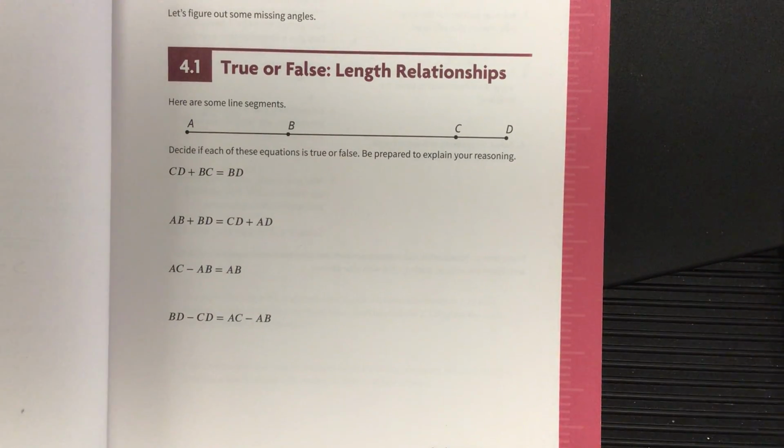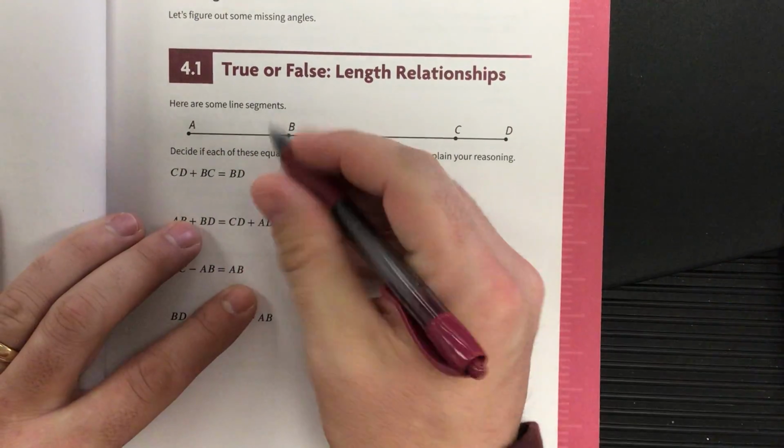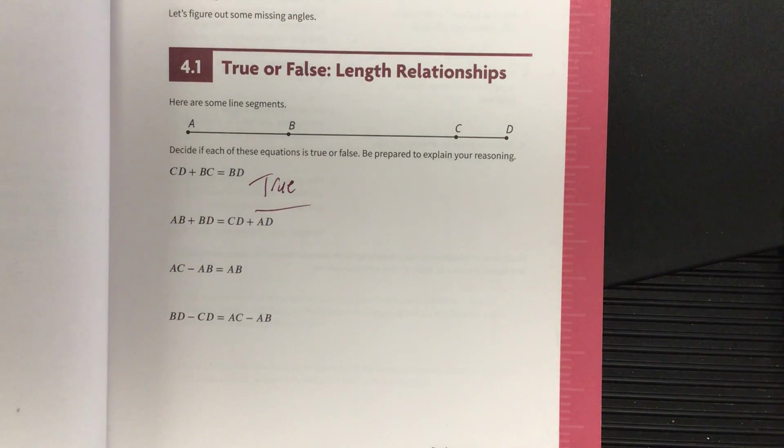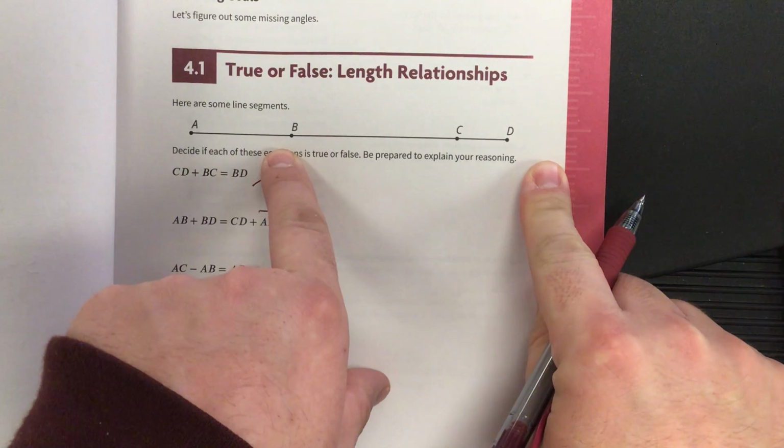Kellen, first one, what do you think? I didn't even get there. Well, go ahead and look at it. Okay, so CD plus BC, I feel like that would be true. BC and CD would equal the whole BD. That would be true. If you had to explain, I would say that's a poor choice, Kinley. All of them are not. Okay. Why is that true? Well, because these two smaller segments make up the whole thing.